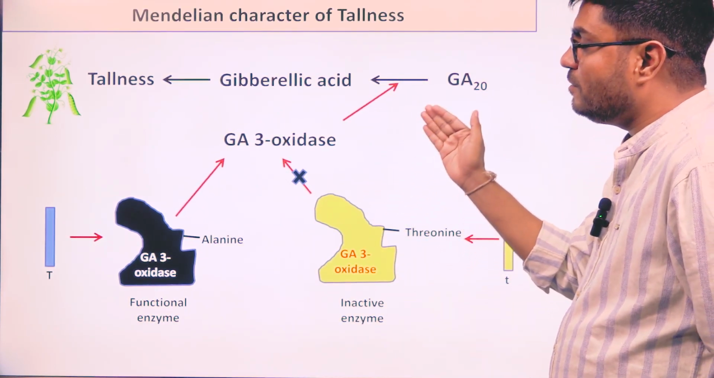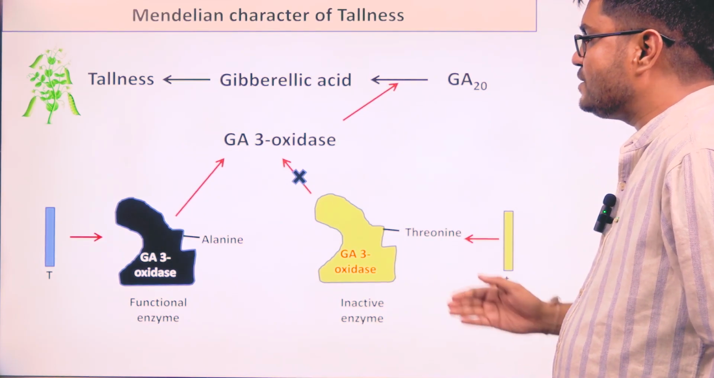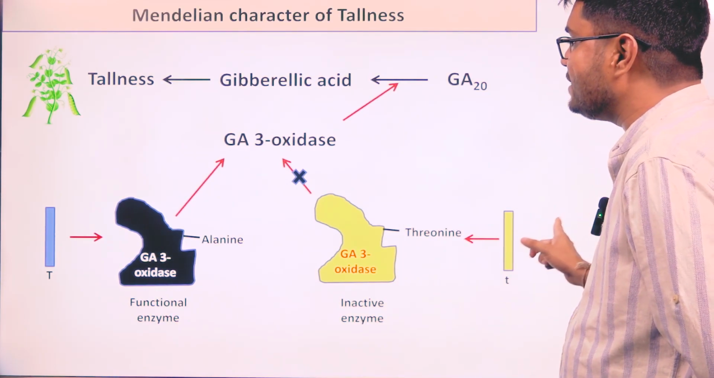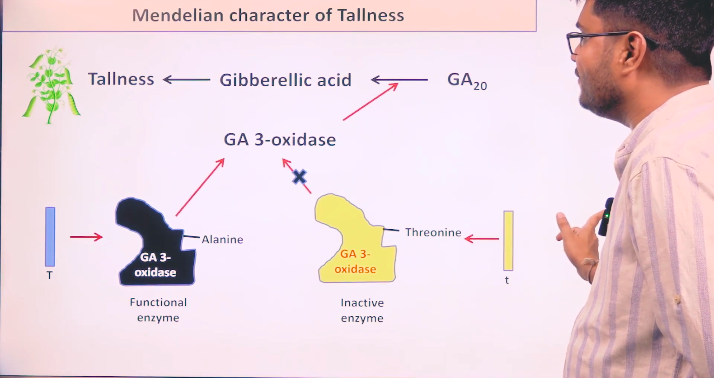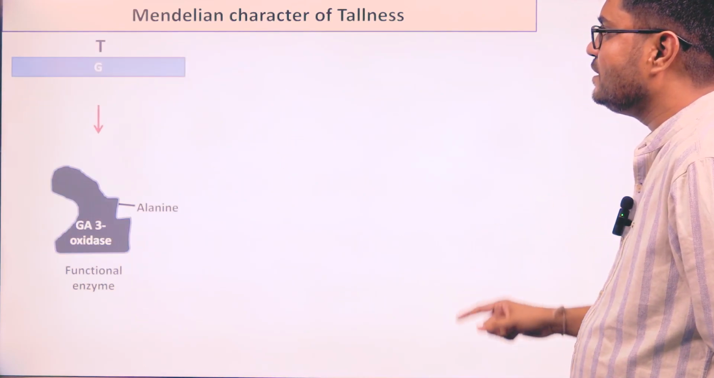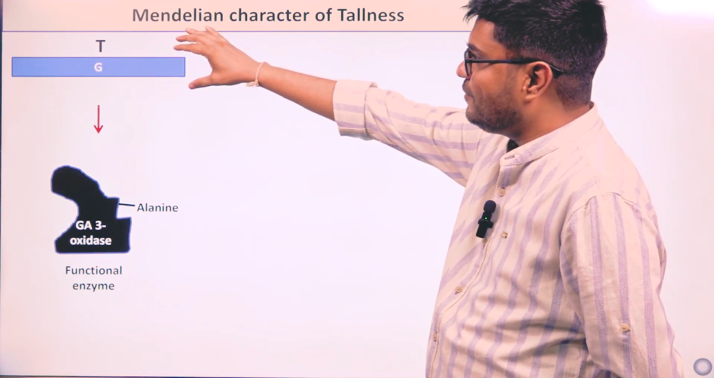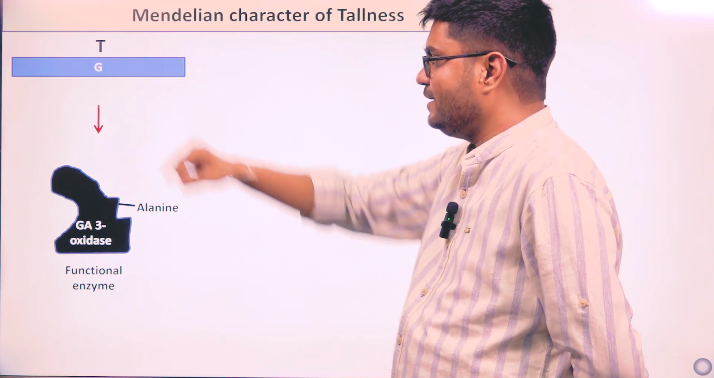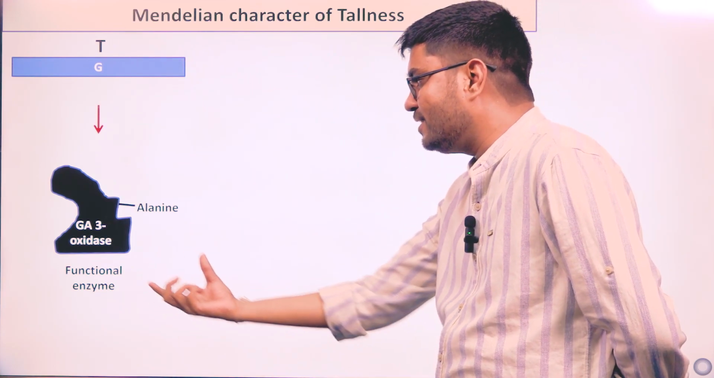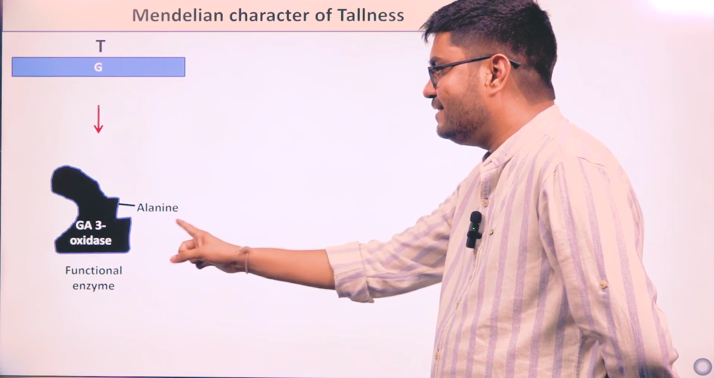Now if I go one step back in the central dogma, I can see what the changes are at the DNA level. So the DNA sequence of the dominant allele capital T is giving us a functional enzyme with alanine in the active site.